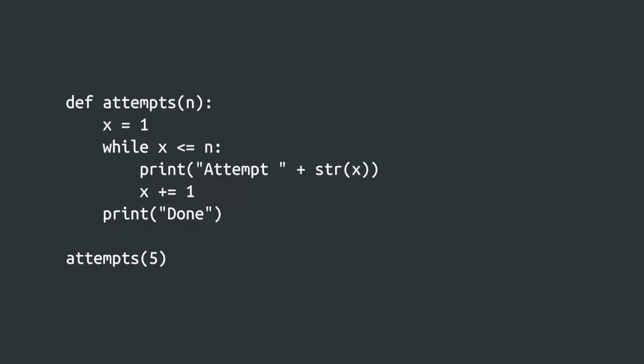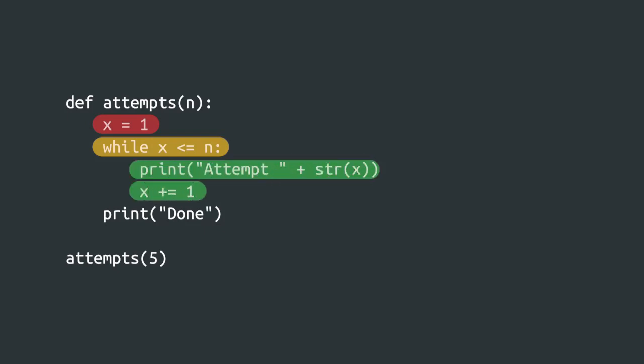In this example, we start out by initializing a variable called x. In this case, we initialize it with the value of 1. Then we enter our while loop, which checks to see if the value inside of the x variable is less than or equal to the parameter n that the function received. If that comparison evaluates to true, then the code inside the while block is executed.